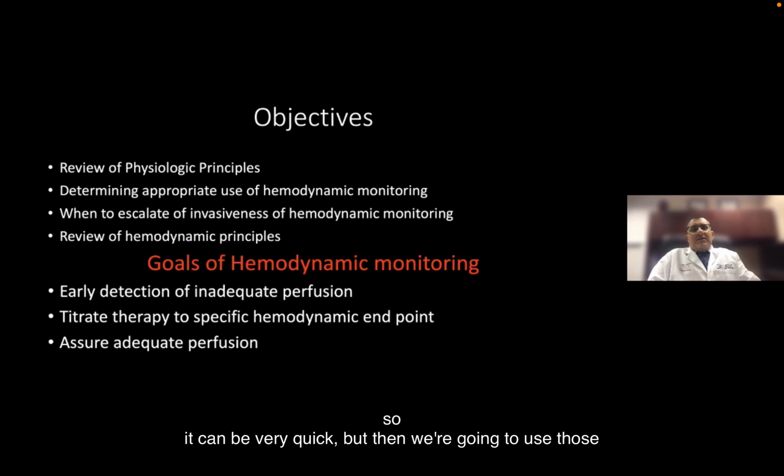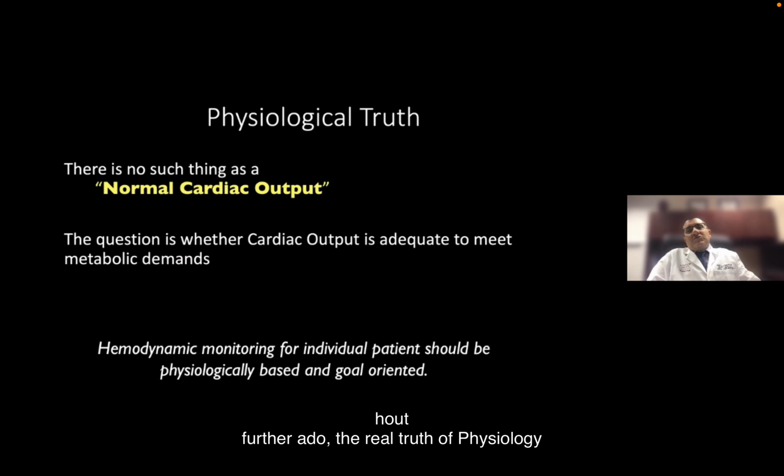But then we're going to use those hemodynamic and physiologic principles to determine when you need monitoring, how to escalate monitoring, and then review the hemodynamic principles before we go into devices and how they can help. Without further ado, the real truth of physiology is that there is no normal cardiac output. The question is whether it meets the metabolic demand.